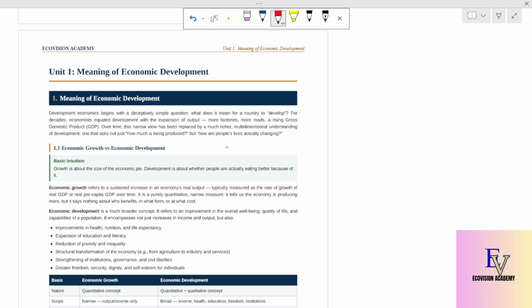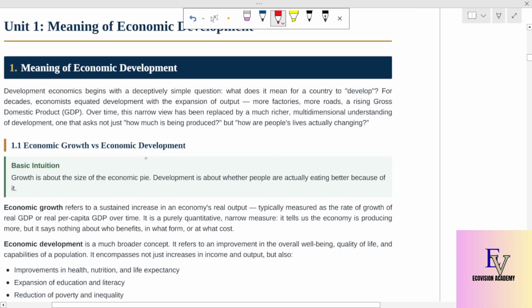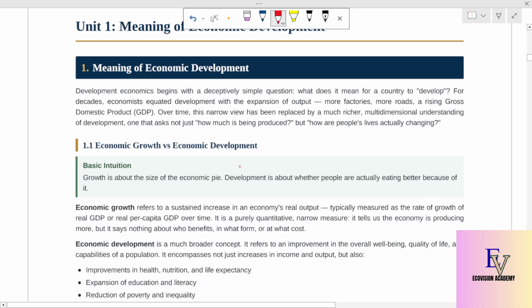What basically did people think growth was? Growth is something like an increase in the country's GDP, an increase in the country's national income, an increase in the country's export, an increase in the country's per capita income. So whenever there was a boost in economic growth, people used to think that this is also economic development.